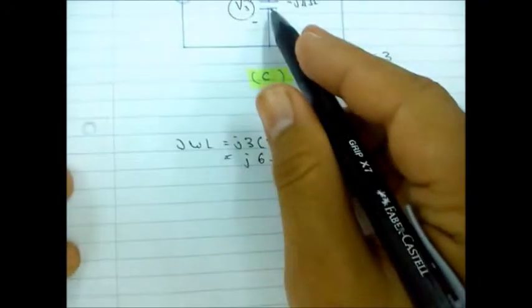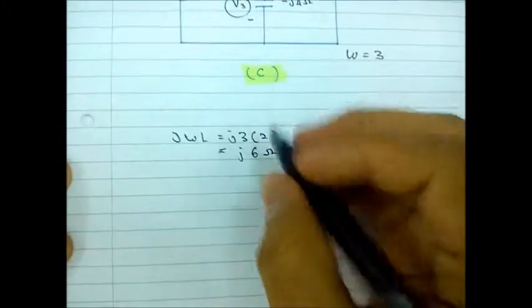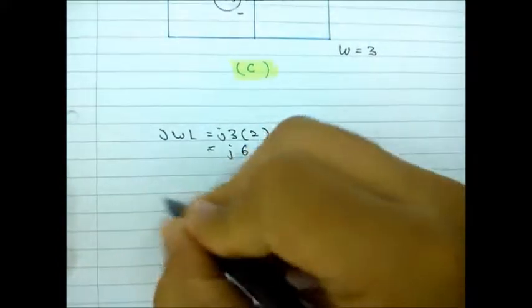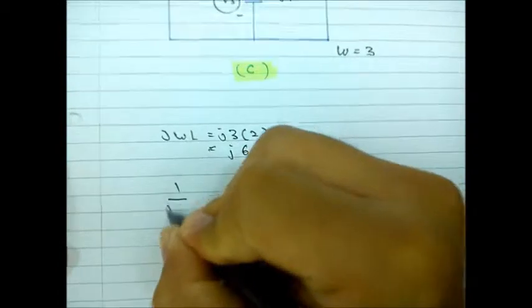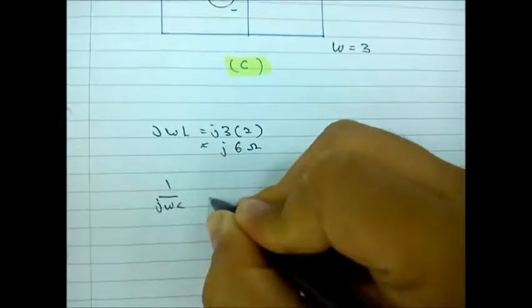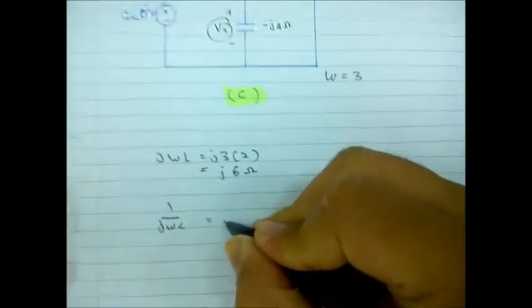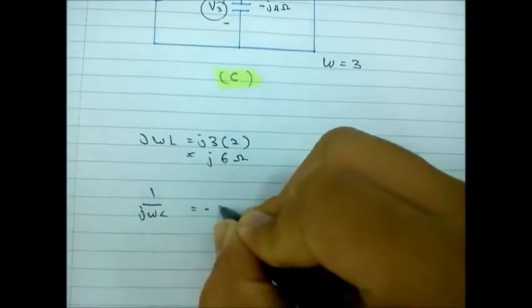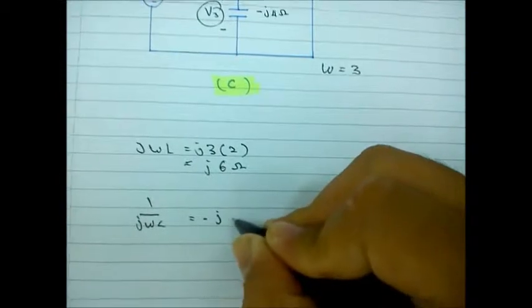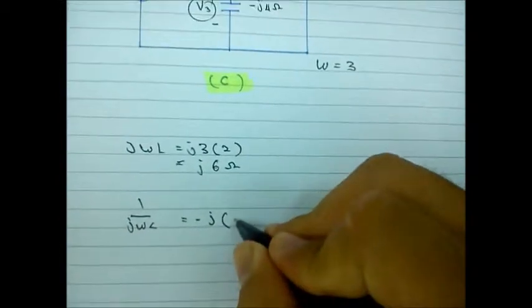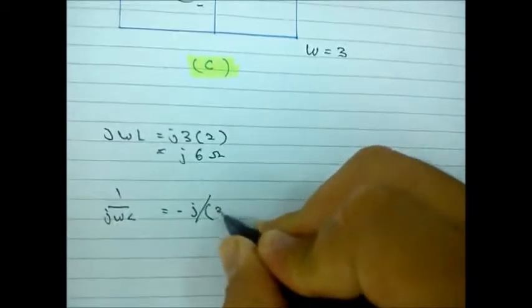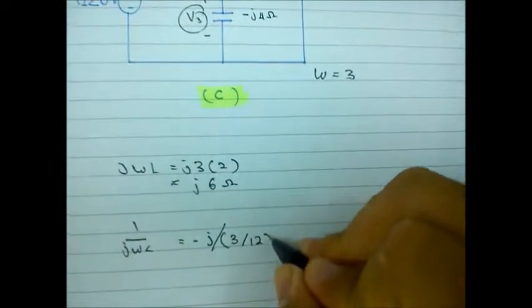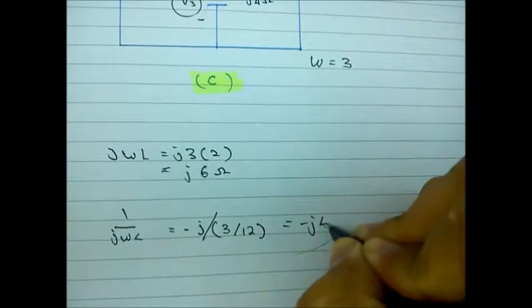For the capacitor, negative j4 ohm, get it by 1 over j omega C, equal to negative j times 3 over 12, equal to negative j4.